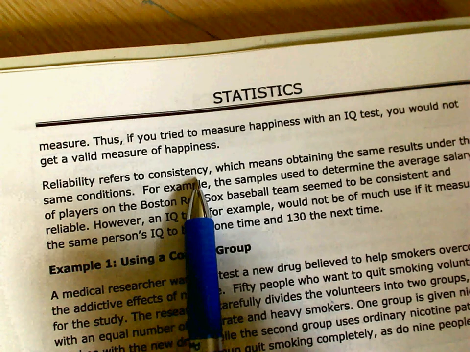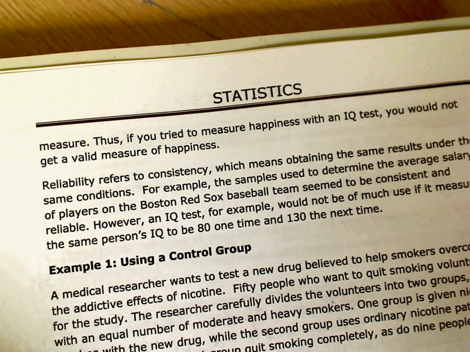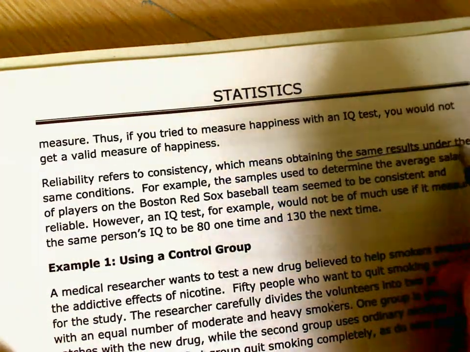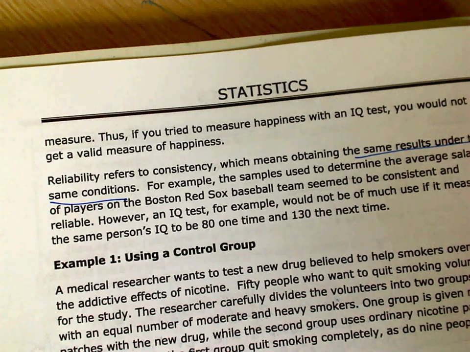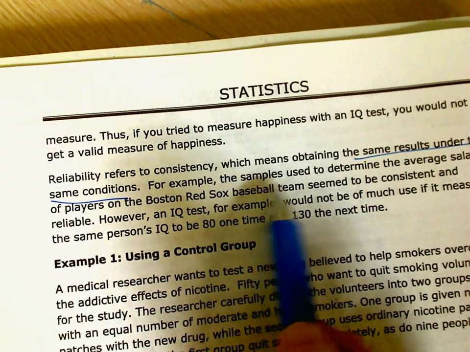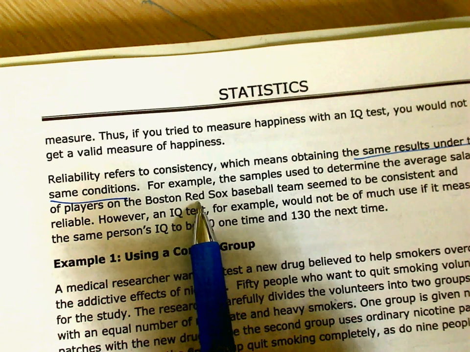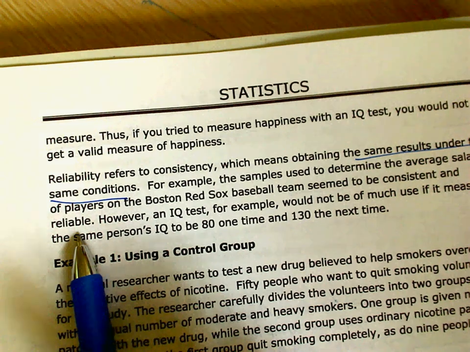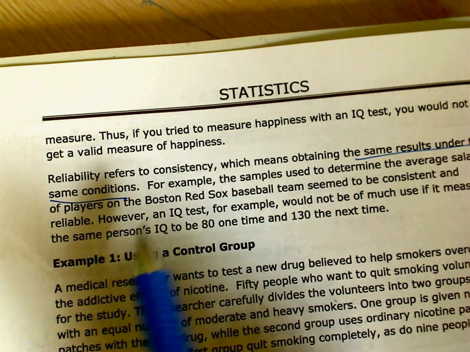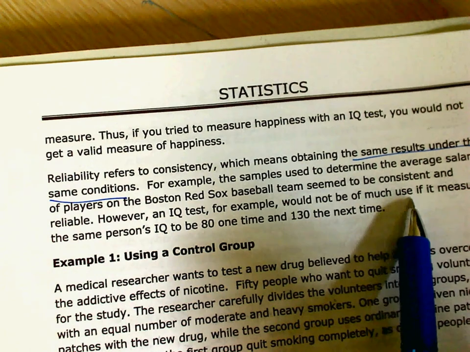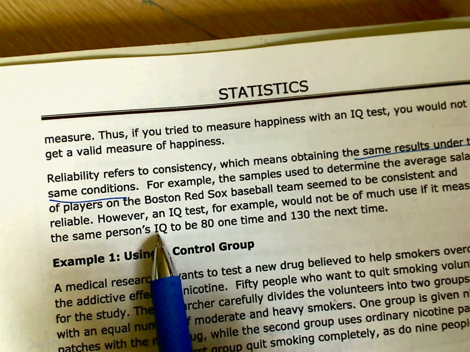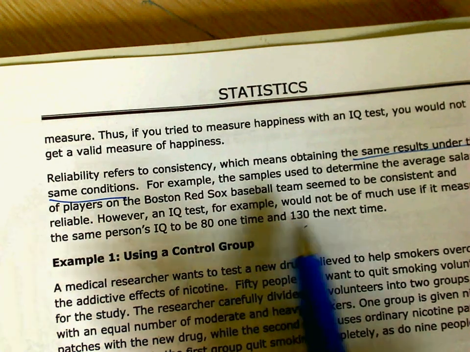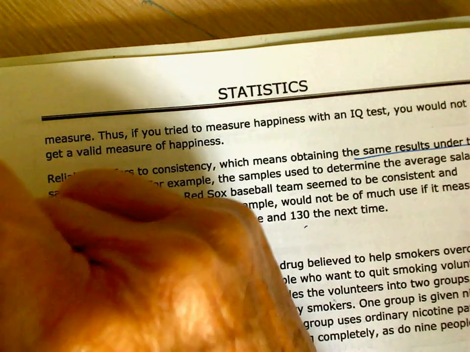Reliability refers to consistency. Do you get the same results under the same conditions? For example, in determining the average salary of players on the Boston Red Sox baseball team, the results seem to be consistent and reliable. However, an IQ test would not be reliable if one day a person gets an IQ of 80 and the next day they get an IQ of 130. That's not reliable. You want consistent results.